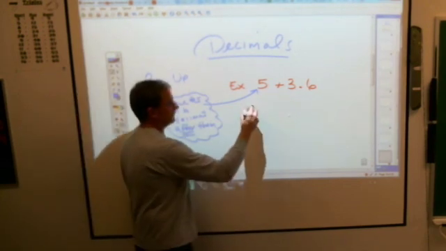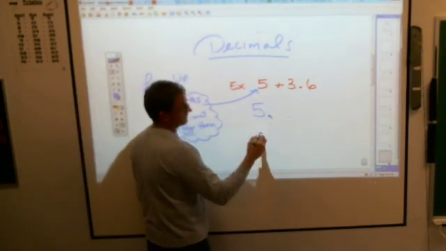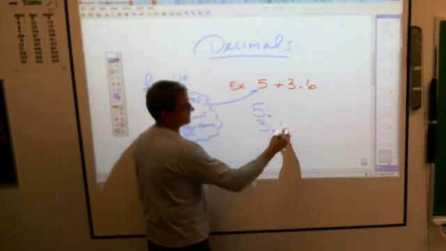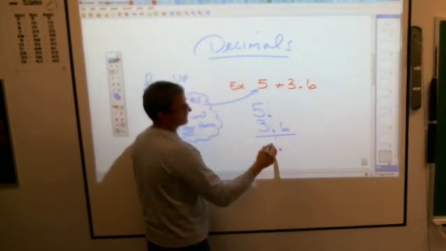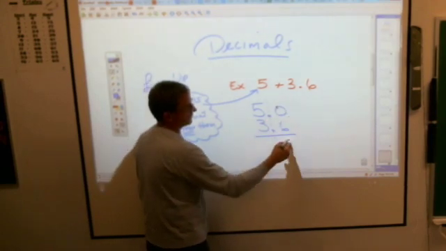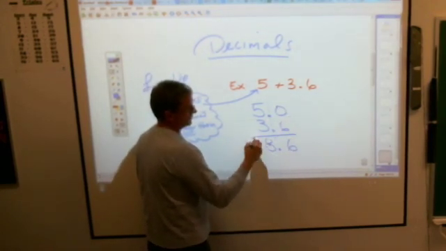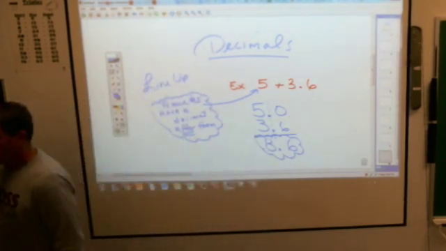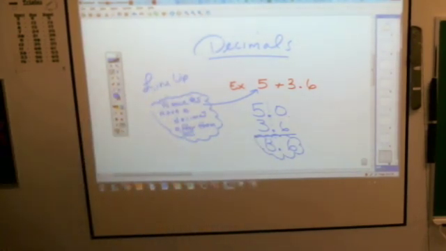It ends up being 5 decimal point, and you line everything up with that. 3.6 decimal point. Go ahead and put your 0 over there. 8.6 is the answer. And that's all I got to say about that.